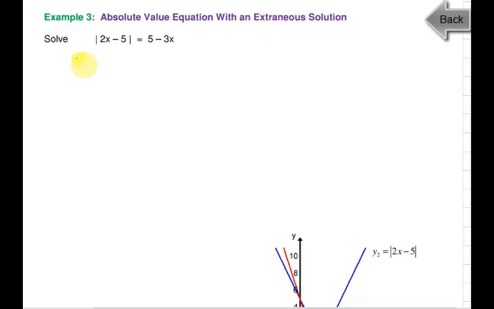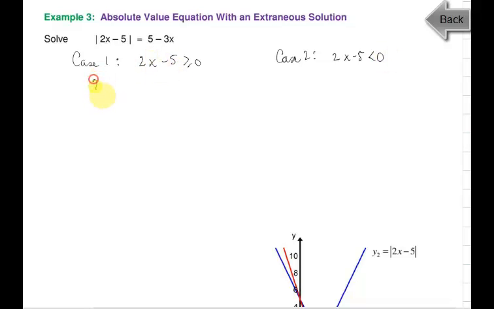All right, so let's take a look at case 1. That's where the argument of your absolute value is greater than or equal to 0. So 2x minus 5 is greater than or equal to 0. And case 2, where our argument, 2x minus 5, is less than 0.